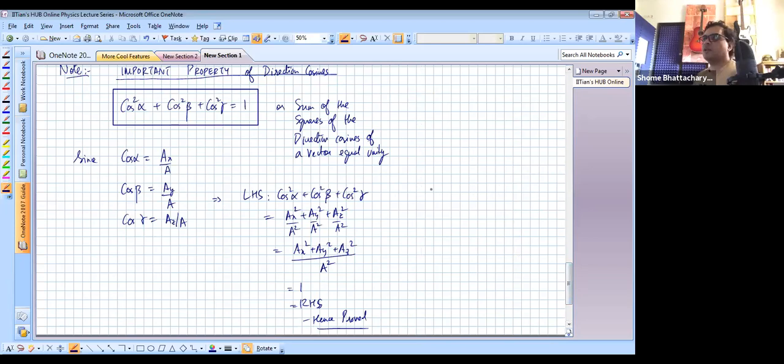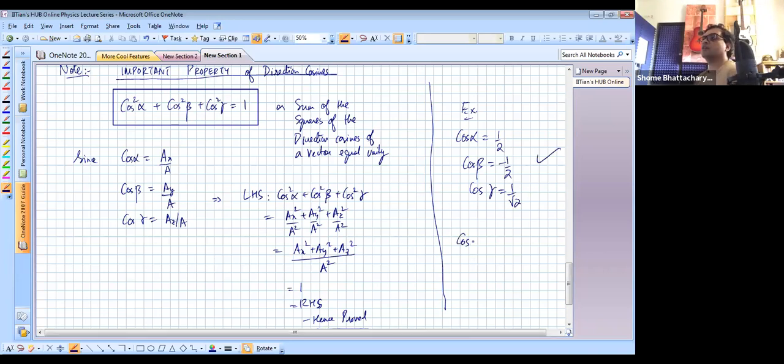And if you look at the last few questions we did, in one question we had cos alpha as 1 by root 2, cos beta as 1 by 2, minus 1 by 2 and cos gamma as 1 by root 2. You can see that this property applies over here. Another example we did, we had cos alpha as 3 by 5, cos beta as 4 by 5, and cos gamma was 0. So again, you can see this property applies.